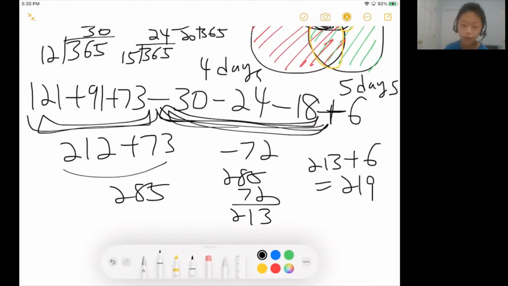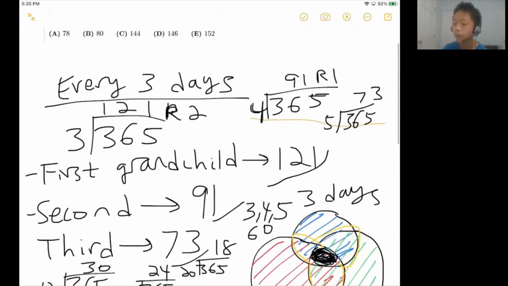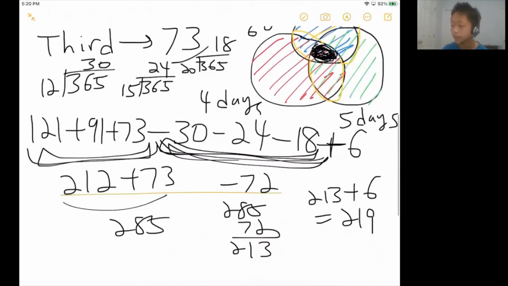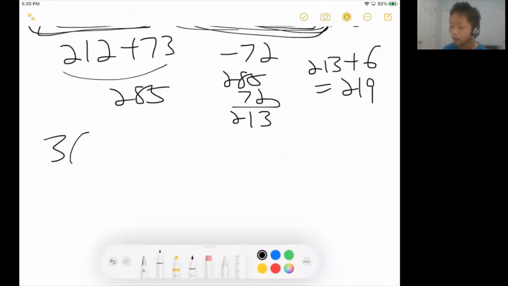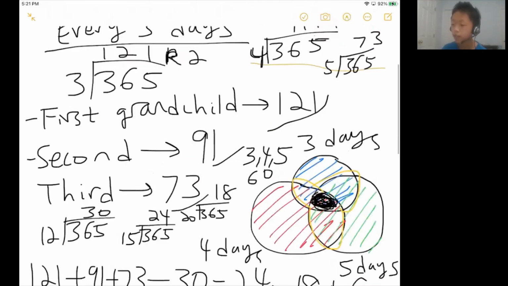But 219, you'll see it's not in our answer choices, and that's because we counted the number of days in which at least one child called, but we want to find the number of days in which no children called. So we would take 365 and subtract off 219, and that would give us 146. So that would be choice D.